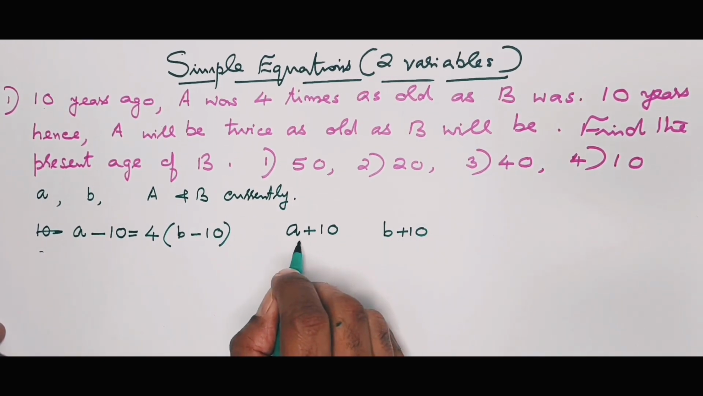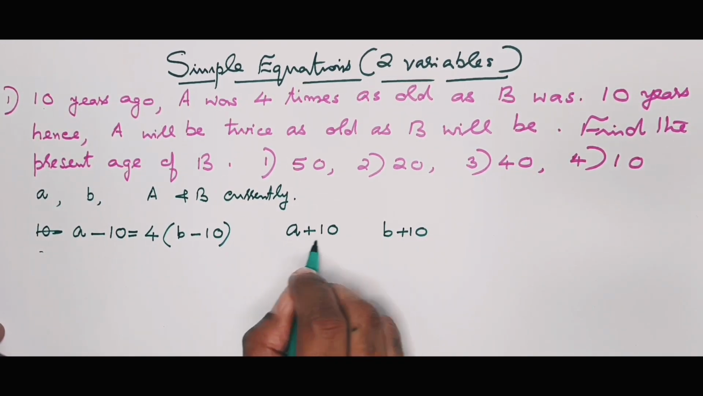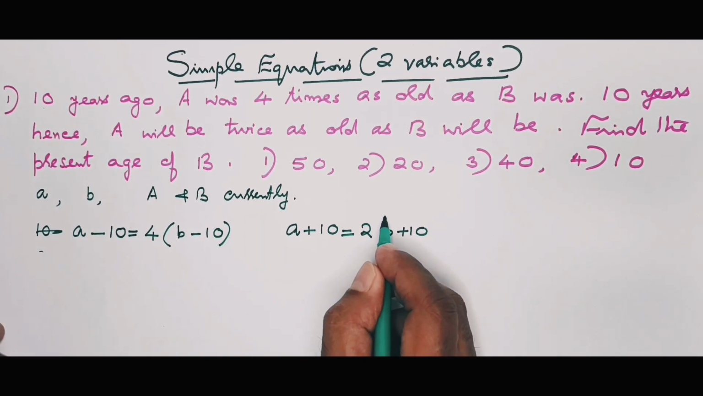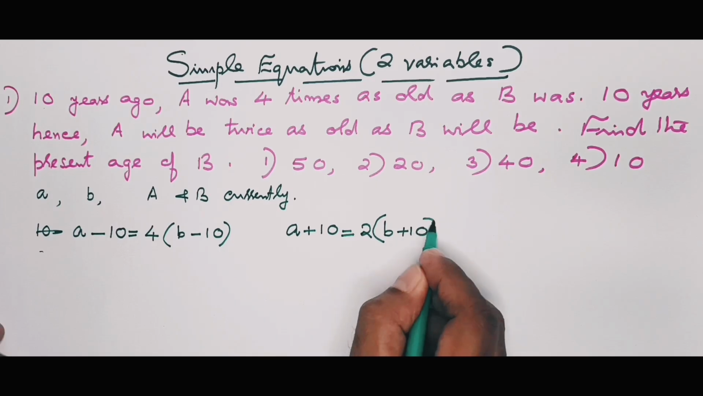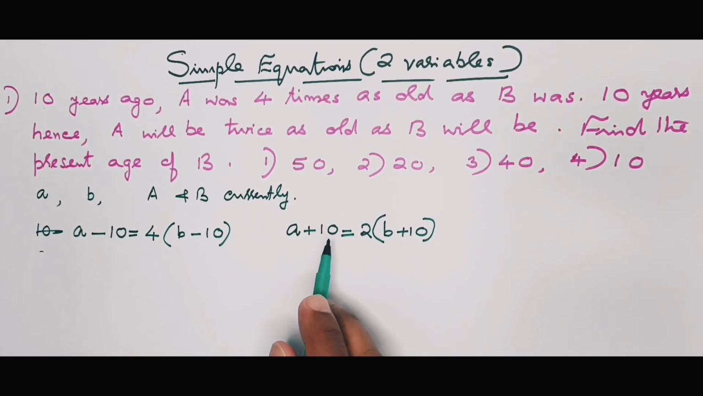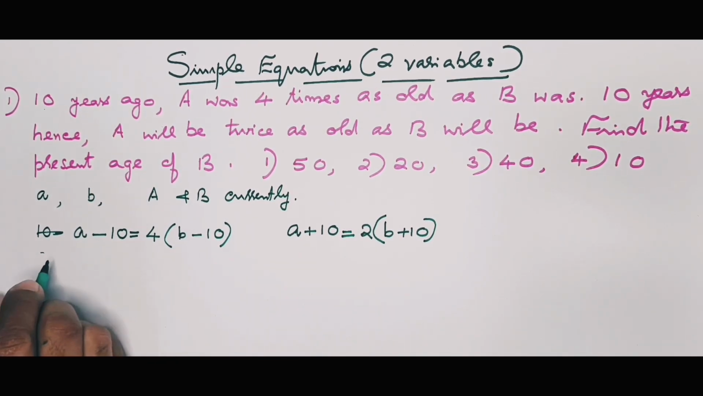And then the problem says A's age, which is this, will be twice as old as B will be. B's age after 10 years is this, so twice of this. So this is what we get from the second statement of the problem. So there are two equations now. Now let's simplify each of the equations.